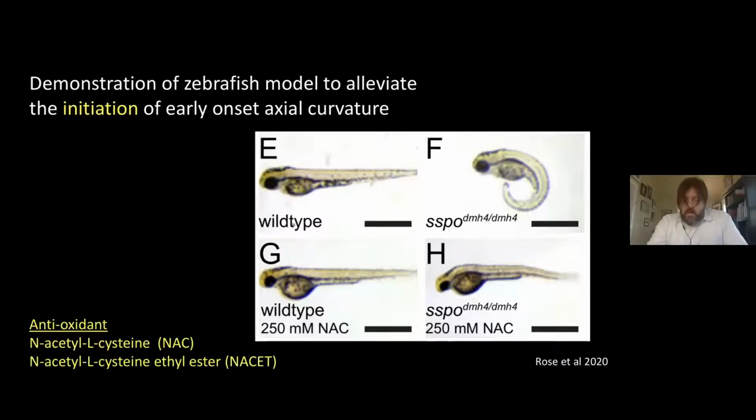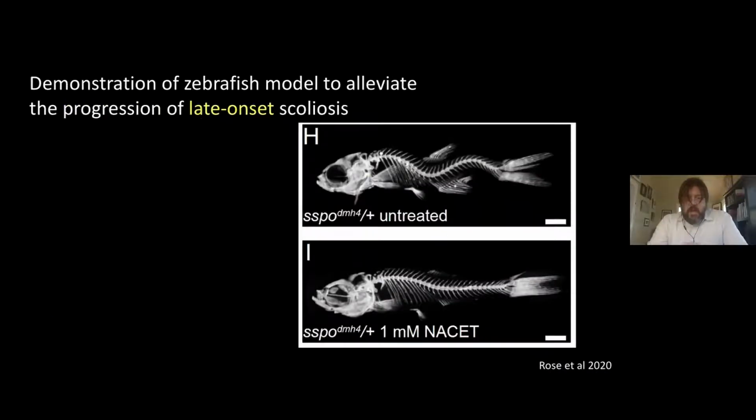Well, that's pretty cool. The other thing you can do is you can actually treat mutants that grow up for a little bit and treat them late, and you can actually alleviate the late onset scoliosis that you see in these mutants. And this is in the heterozygous condition. You can see compared to the untreated versus treated, there are vast differences in the patterning of the spine.